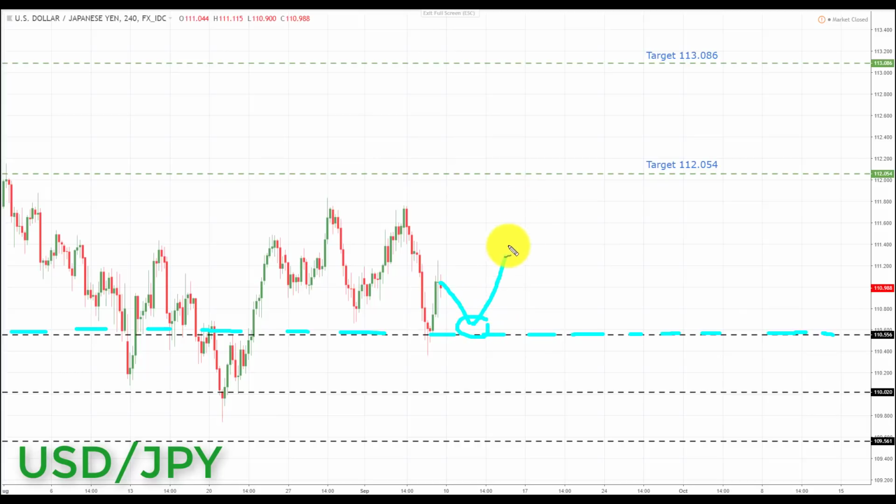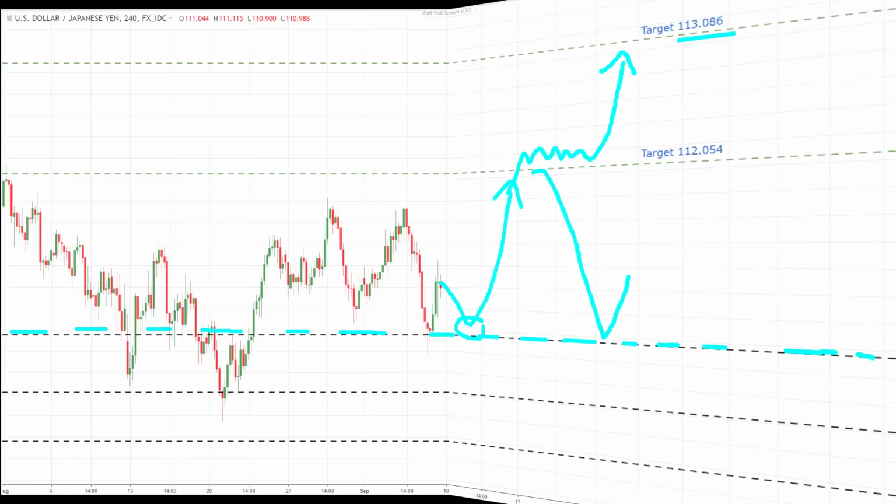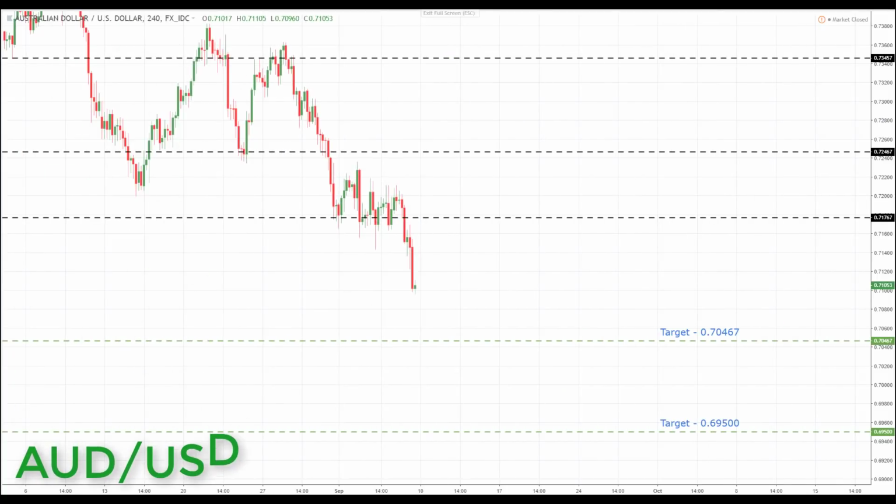And we're going to be looking at initiating longs up towards the next key area of resistance to the upside, with the target set at 112.054. And just remember, because we've had these choppy markets, there is a risk we bounce off of here and go into a bit of a range. But if we do break through the top here and hold up in this area, we're going to be looking for a secondary target to the upside, with the target set at 113.086.